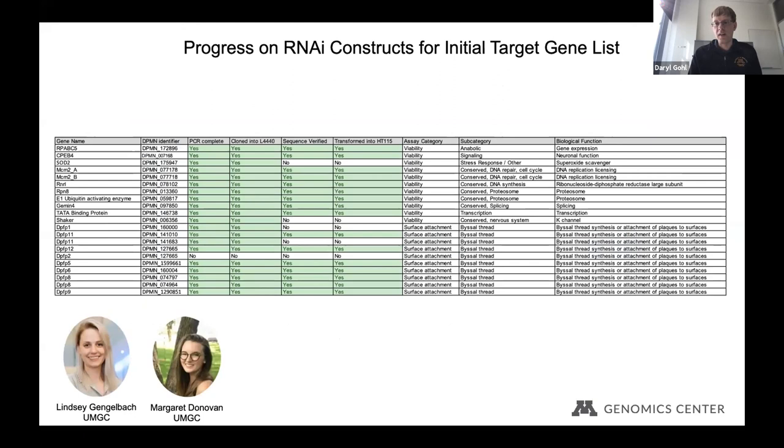So right now we're focusing on a list of about 20 candidate genes. And we've been busy making these plasmids, making the bacterial expression constructs, verifying that we have what we think we have. About half of these genes are genes that we think are really required for some essential cell biological function. And the other half span most of that collection of the byssal thread attachment fiber making proteins. And this has been the work of Lindsay and Margaret, who have really done a great job making all these different constructs and getting them ready to test in zebra mussels. So with that, I'll turn things over to Scott, who will tell you about the work that we've been doing with some of the containment lab.